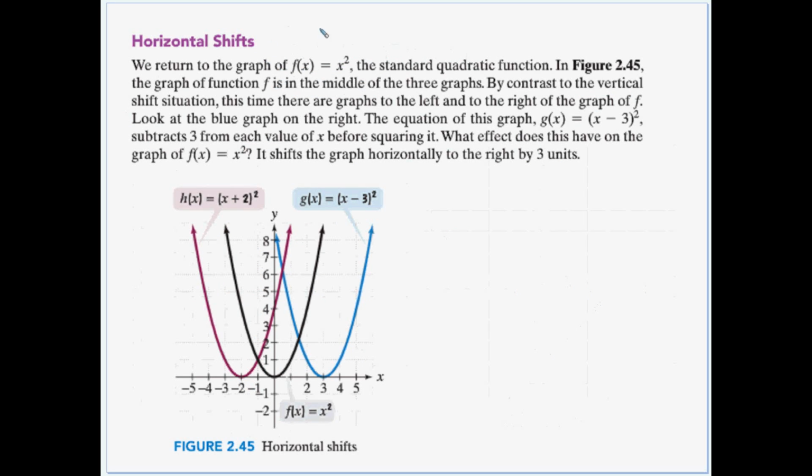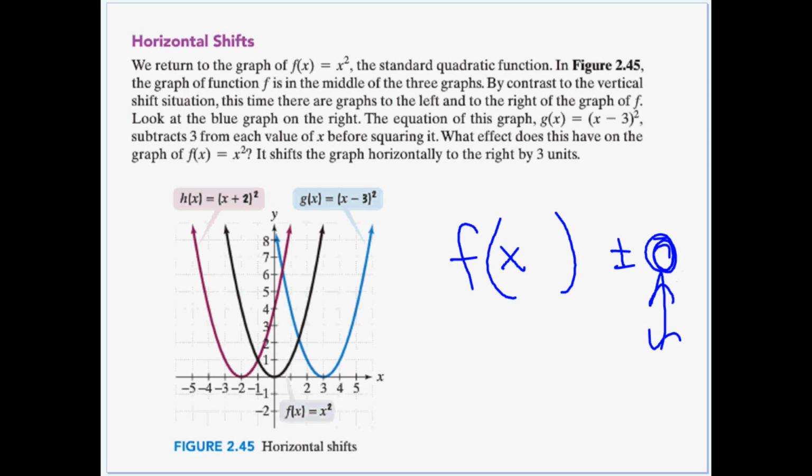Now horizontal shifts are left-right shifts. If before we had our f of x and the plus or minus was outside, that was a shift up or down. Now we're going to see a plus or minus in the parenthesis with the x. So the book says we return to the graph of f of x is x squared, the standard quadratic, the graph of function f in the middle of these 3 graphs down here in black ink. By contrast to the vertical shift situation, this time the graphs move left and right.